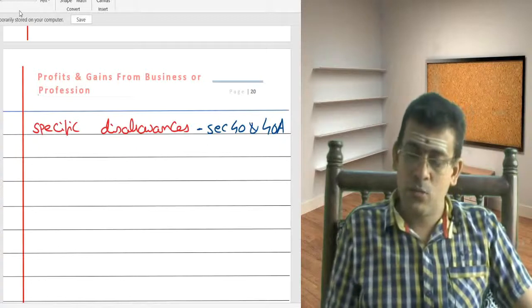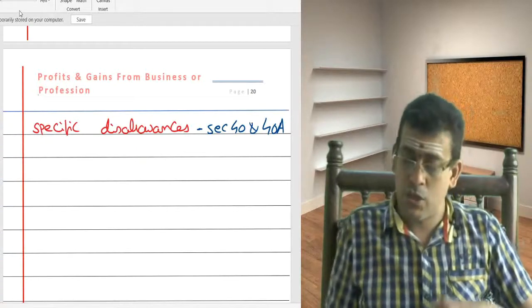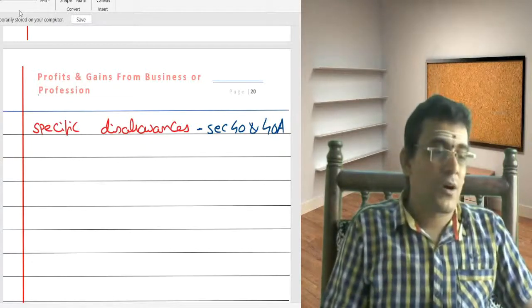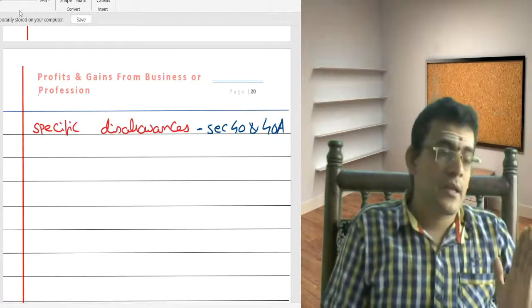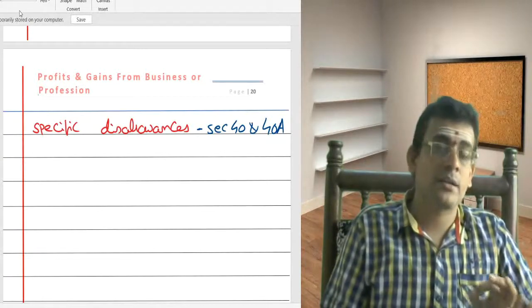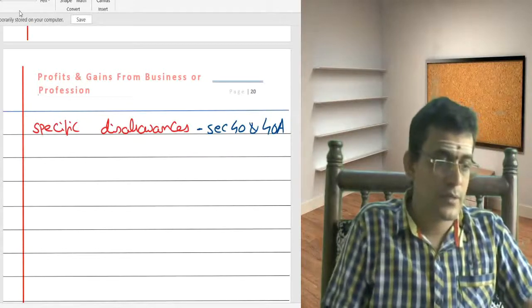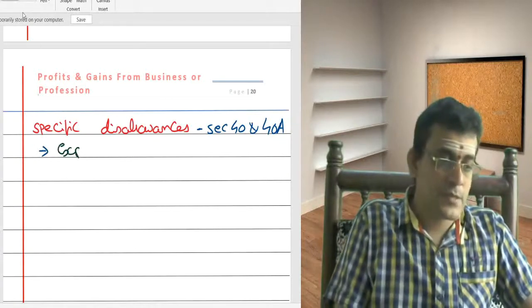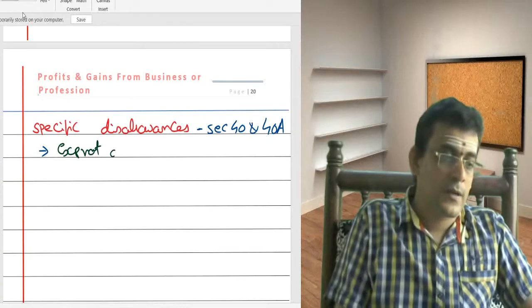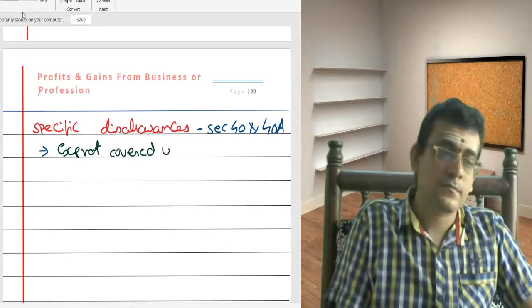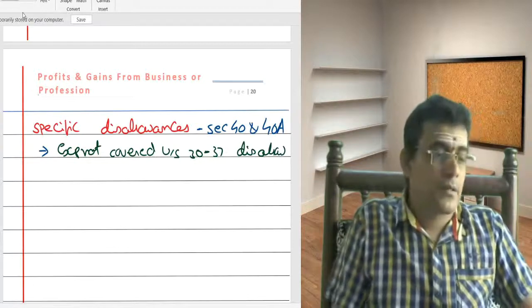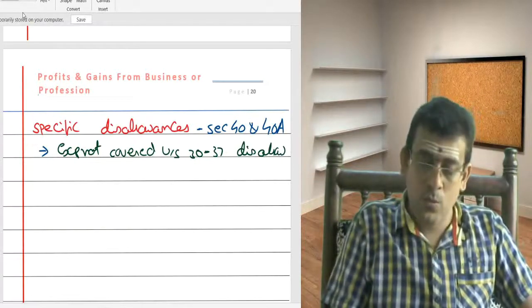Now let us try to see what are those deductions which are supposed to be considered. Now 40 is very simple, that we have already discussed. Any expenses not covered under section 32, 37 are supposed to be disallowed. That is the first point. Second, there are specific expenses which are disallowed. In that we need to understand one by one.